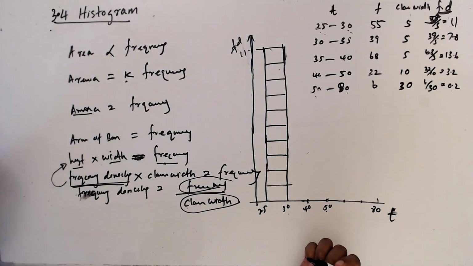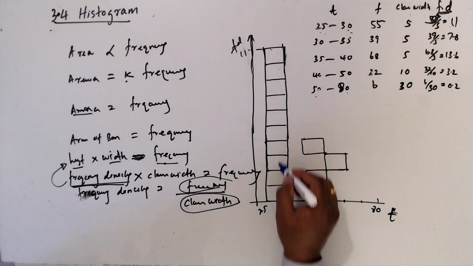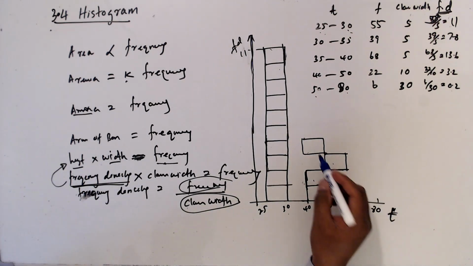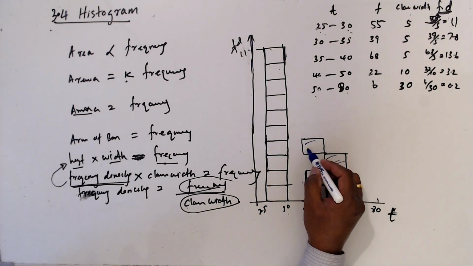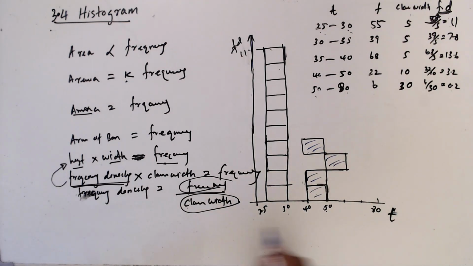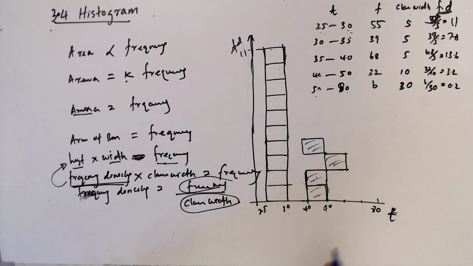So I'm going to give you a question now. These all boxes size are same. This one, this one, this one. So can you calculate the frequency belong to these four boxes?